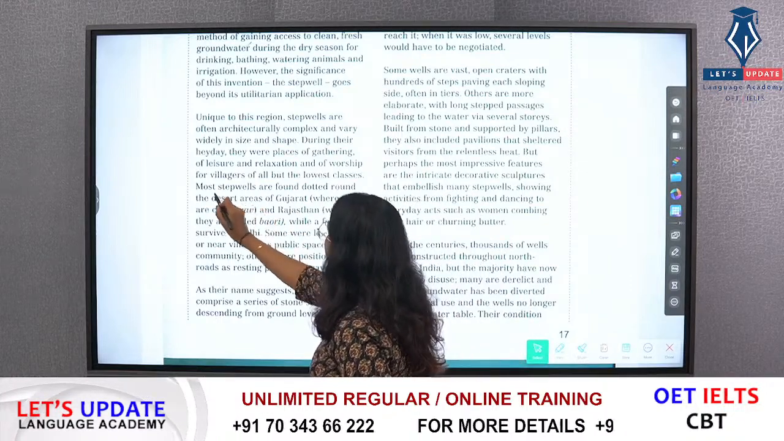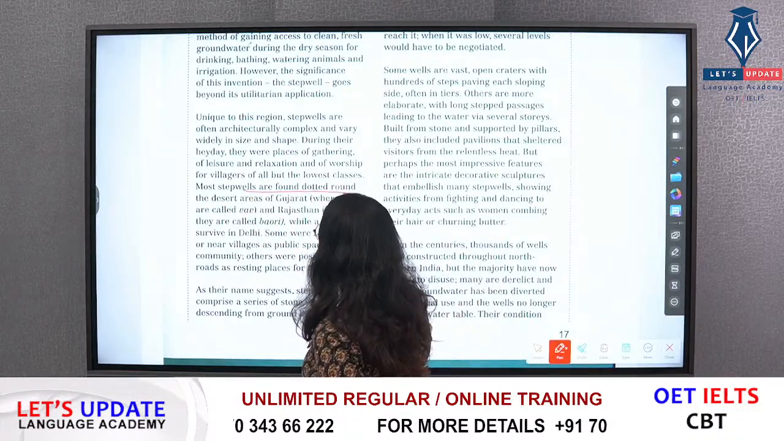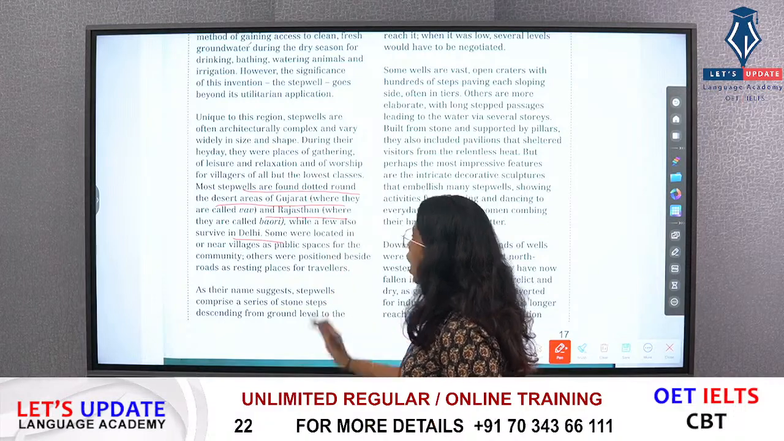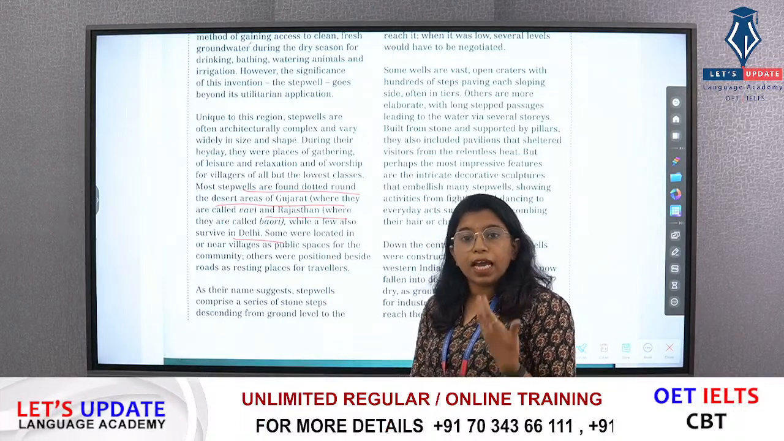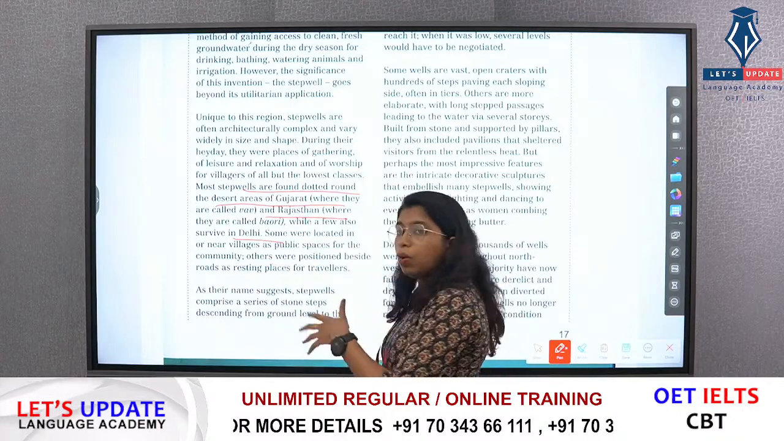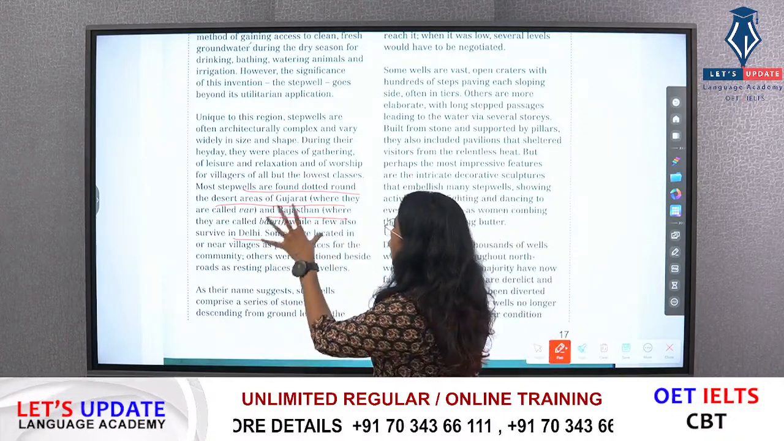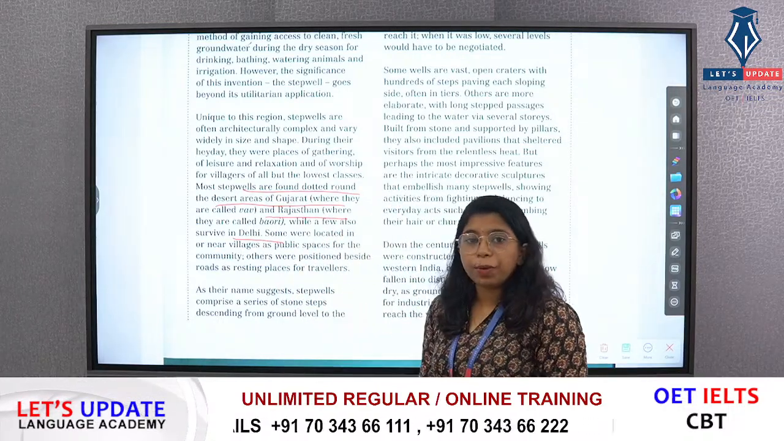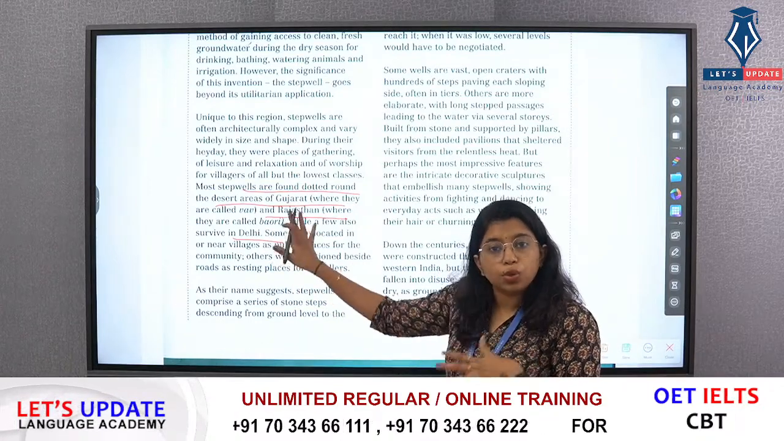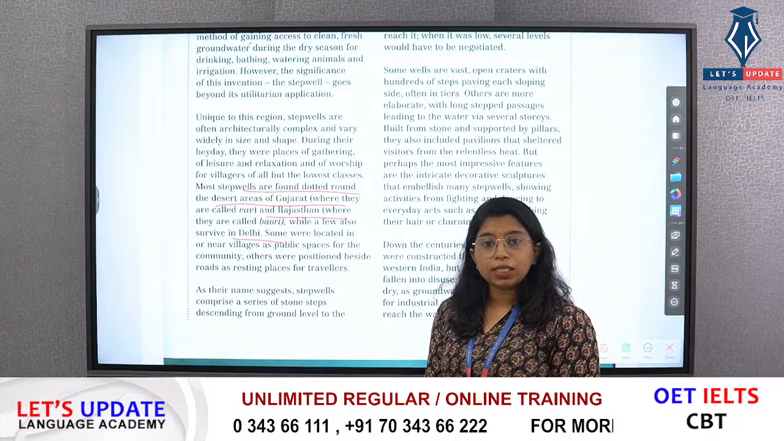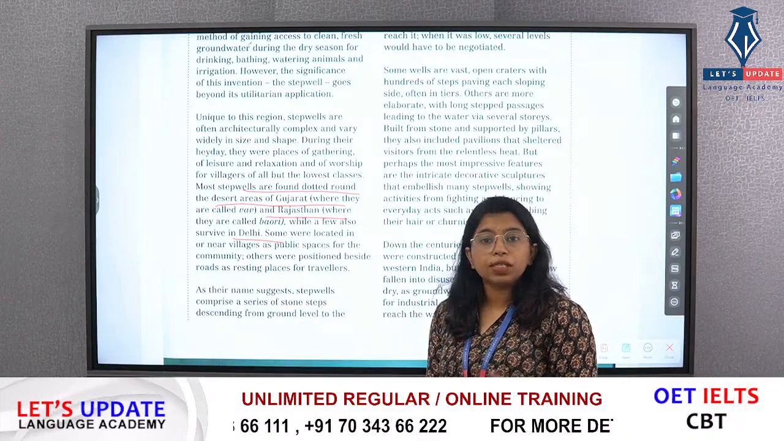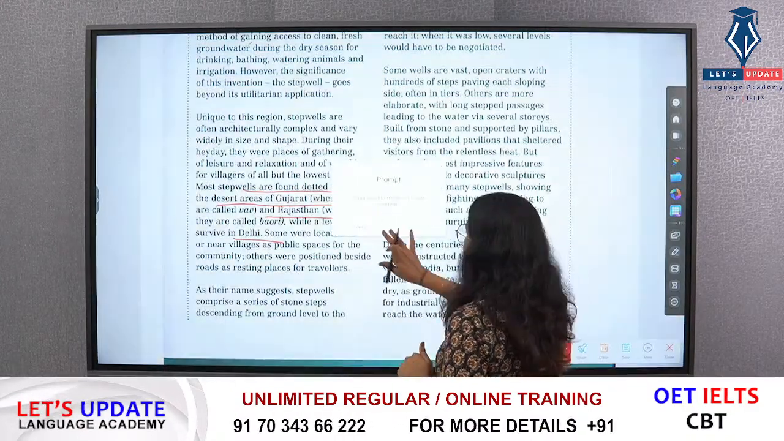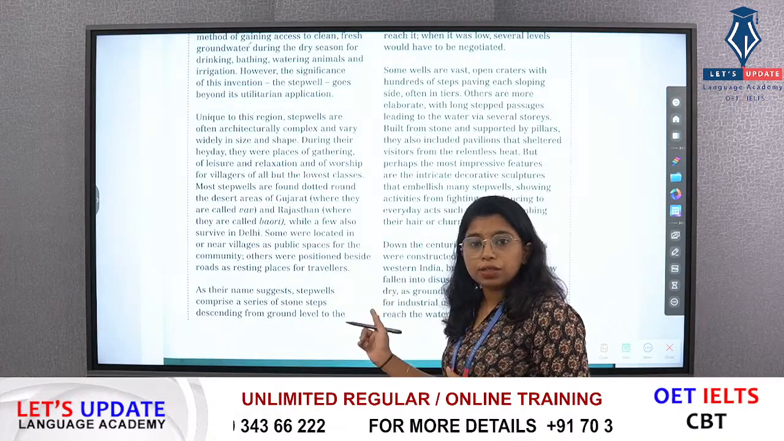So it is given that most step wells are found in Gujarat, Rajasthan and Delhi, and they haven't compared anything about the attraction or how attractive it is compared with other places. So we can say that the information given in the question is not present in the passage, which means the statement is not given. The answer is not given. Okay. So if the information is not present in the passage, the answer is not given.